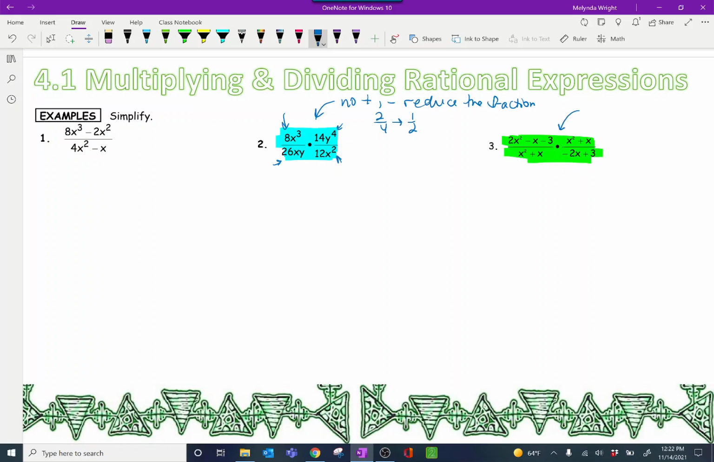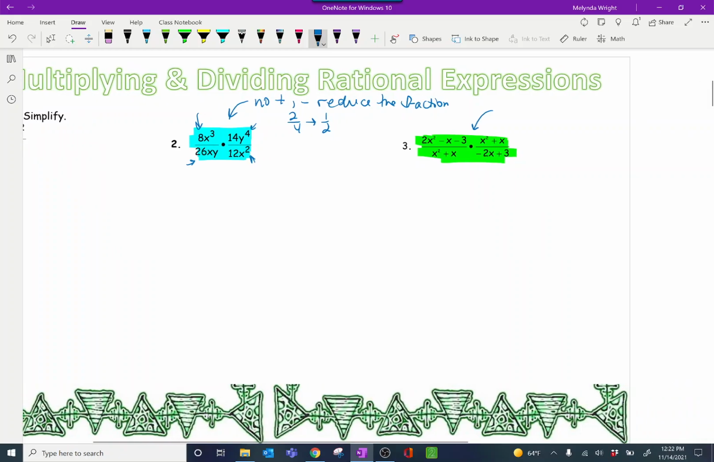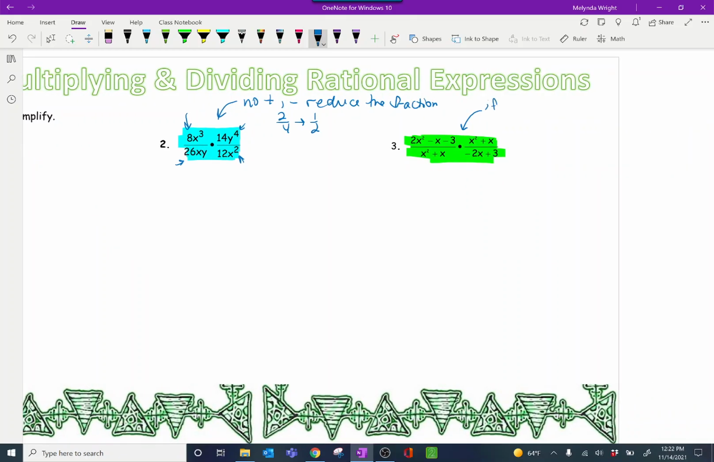Whereas this one, notice that this rational expression has adding and subtracting in it. This is done completely differently. If we do have adding and subtracting inside either a numerator or denominator of any of the fractions, what we need to do is factor, then reduce. Many times we can cancel out factors.